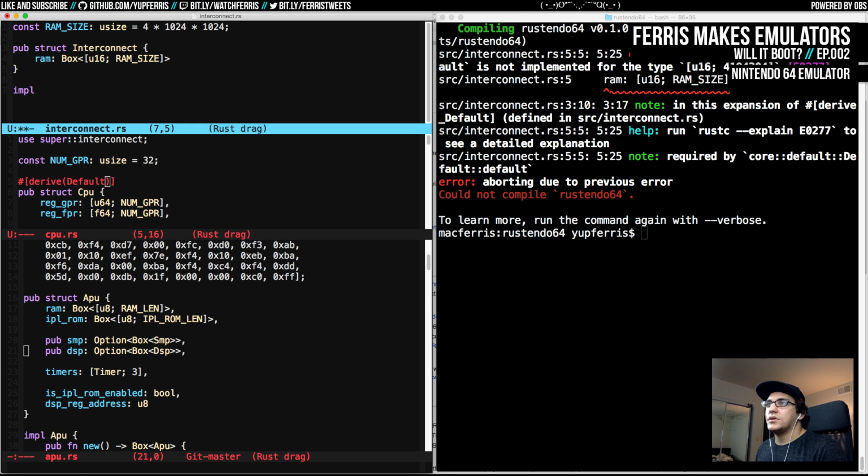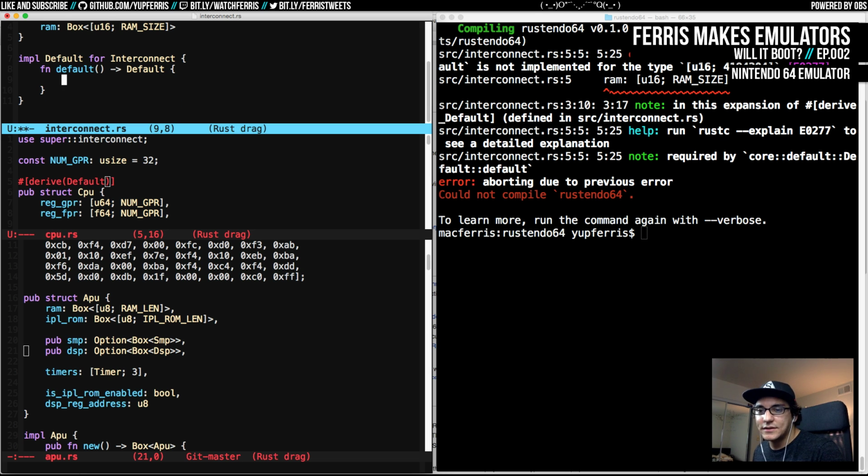So impl Default for Interconnect. Implement the Default trait, and that's going to be function default. That may need to be pub. We'll find that out. I think you don't have to specify it, because I don't remember. We'll see. Probably will tell me. And then we're going to say default. Oops. Default for Interconnect. And we're going to return an Interconnect object.